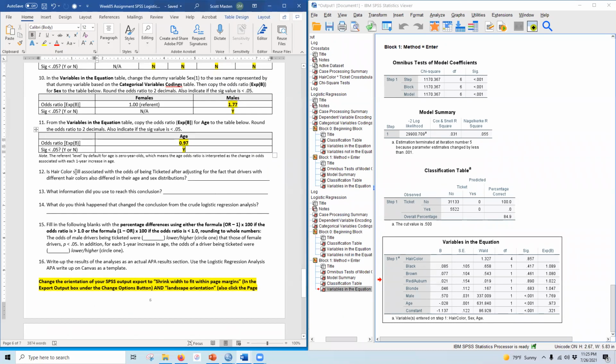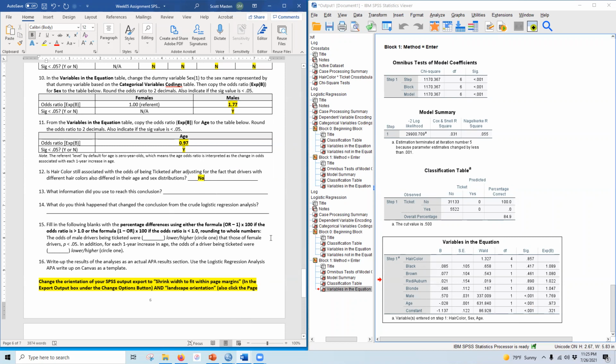So is hair color, number 12, still associated with the odds of being ticketed after adjusting for the fact that drivers with different hair colors also differ in their age and sex distributions? No, it's not. So that's the short answer. No. So it was right before, but now that we've adjusted for age and sex, we are finding that hair color is not actually associated with your odds of getting a ticket.